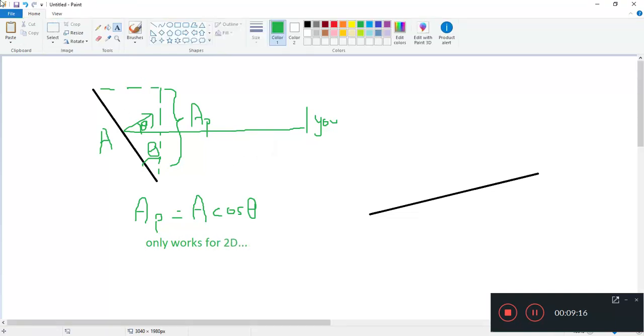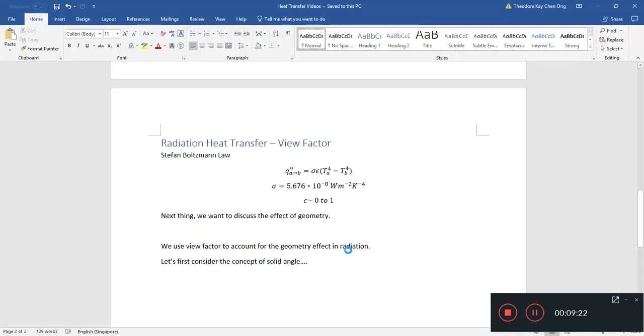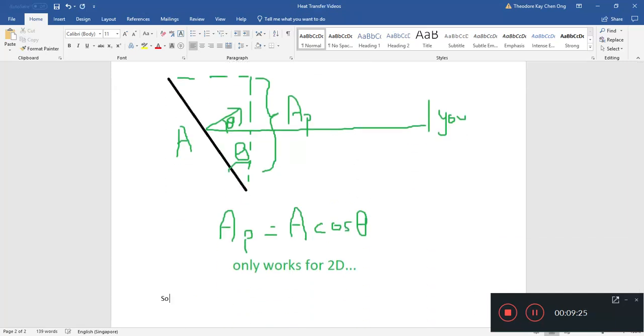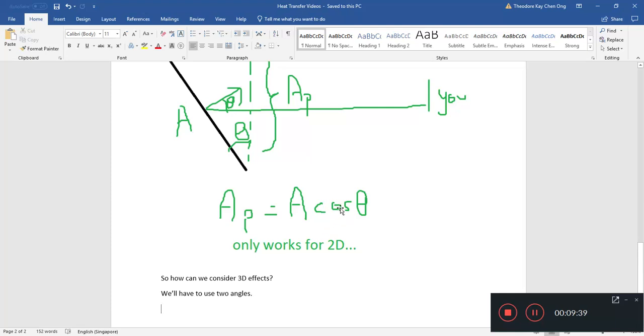Right? This thing only works for 2D. So I'm going to take this and place it down. How can we consider 3D effects? We'll have to use two angles. We can't just use this theta. We need another angle, maybe we call it phi, to discuss this. So how can we describe angles in 3D? We have to use something called solid angles.